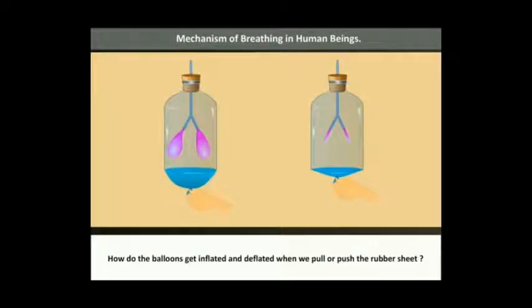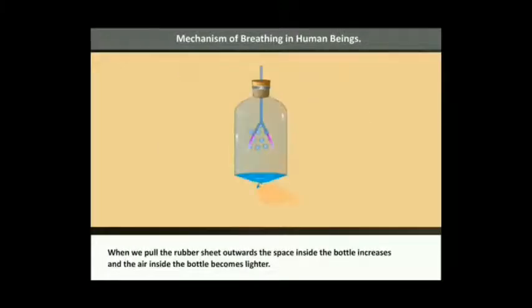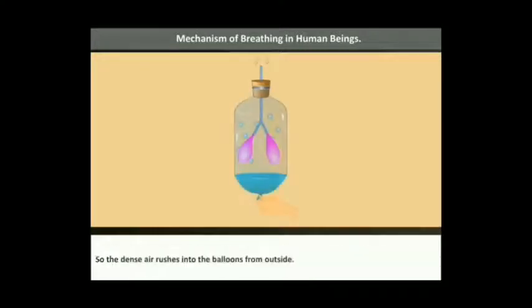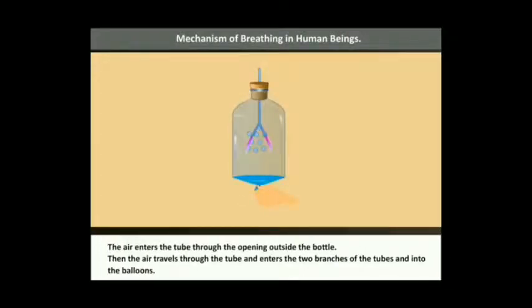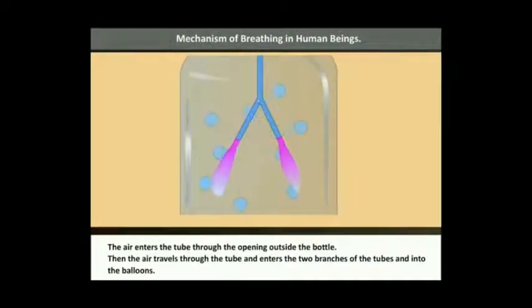How do the balloons get inflated and deflated when we pull or push the rubber sheet? When we pull the rubber sheet outwards, the space inside the bottle increases and the air inside the bottle becomes lighter. So the dense air rushes into the balloons from outside. The air enters the tube through the opening outside the bottle, then travels through the tube, enters the two branches of the tube and goes into the balloons.